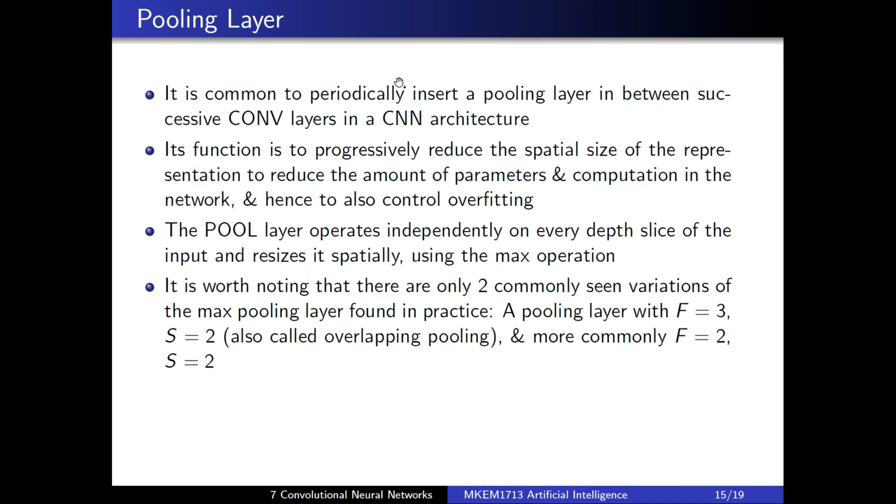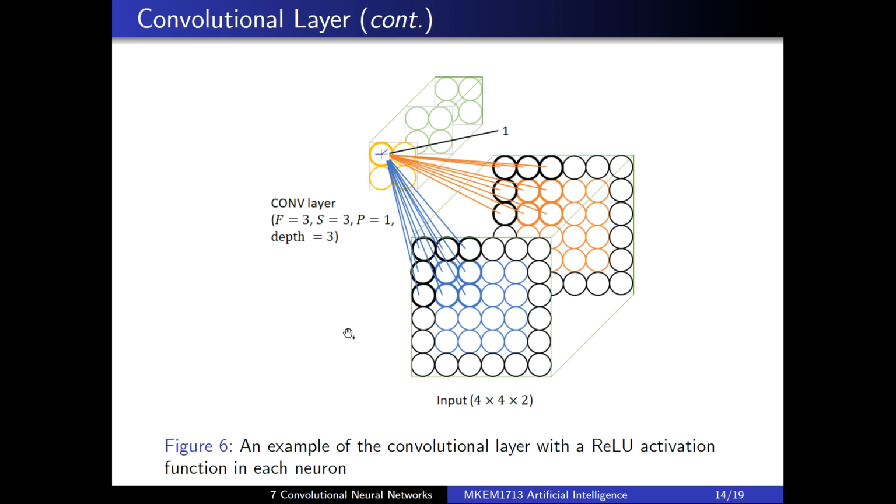So this is different from the convolutional layer, if you remember. In a convolutional layer, you have to mention the depth size, right? And every neuron will be connected to the neurons in every slice. But in a pooling layer, this neuron will be connected to only this slice.